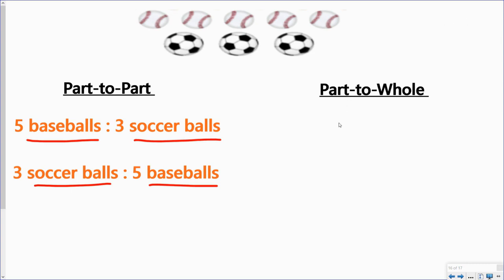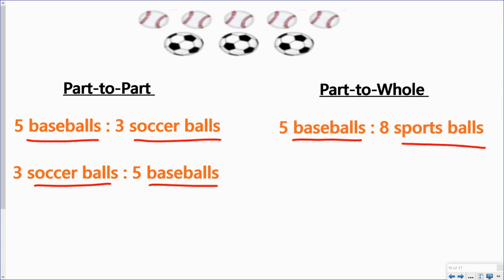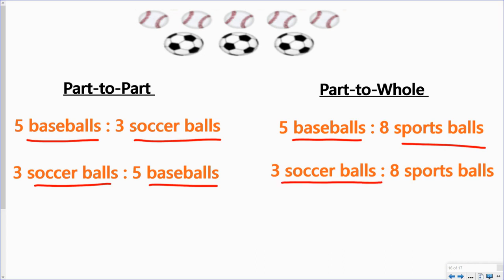Or I can look at my part to whole over here and I can have 5 baseballs, which is a part of the whole thing, to 8 sports balls, which would be the total amount of things I have in my whole group. Or I can have 3 soccer balls to 8 sports balls because again, I have 3 soccer balls, which is just a small piece of the whole group, or I have 8 sports balls, which makes up my whole entire group.